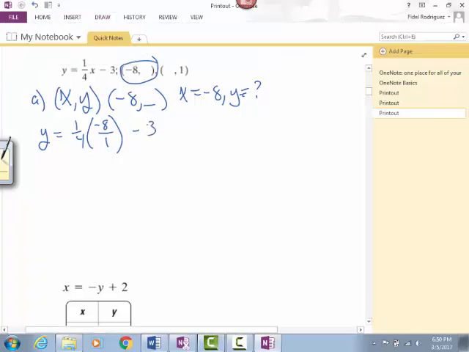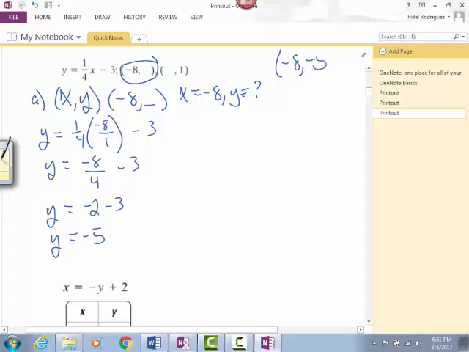Minus 3. So when we multiply straight across, 1 times -8 is -8. 4 times 1 is 4, minus 3. So that's going to give me negative 8 divided by 4 is negative 2 minus 3. That's going to leave us with negative 5. Okay, so that's telling me that my point is going to be negative 8 comma negative 5.